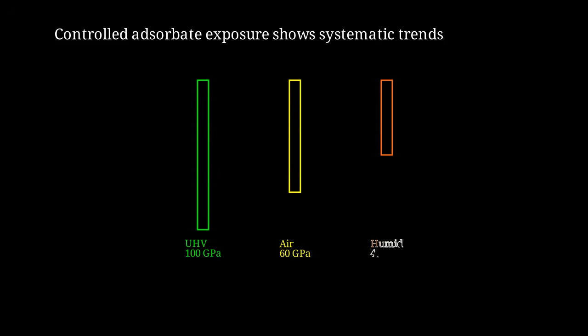Here is a bar chart showing nanotube strength. Ultra-high vacuum gives 100 gigapascals. Ambient air drops it to 60. Humid conditions further reduce to 40.